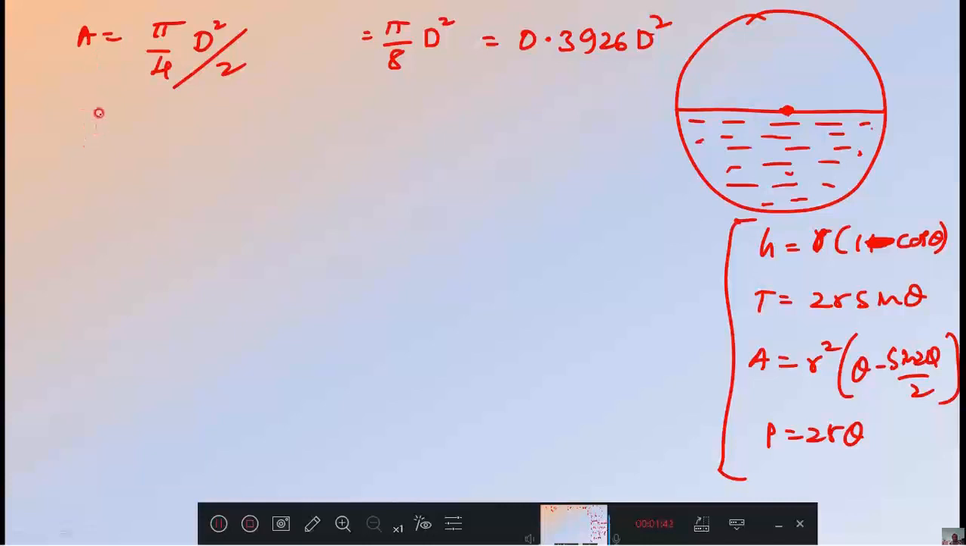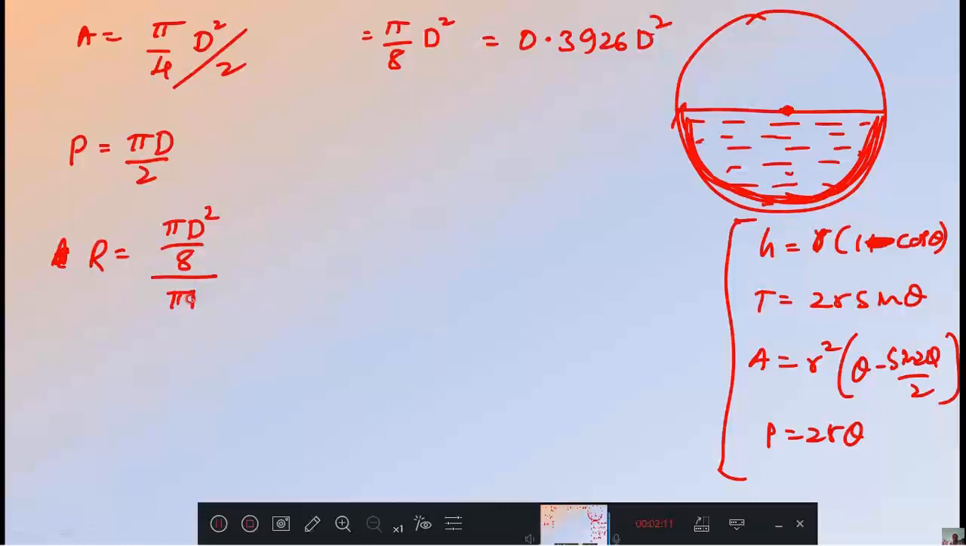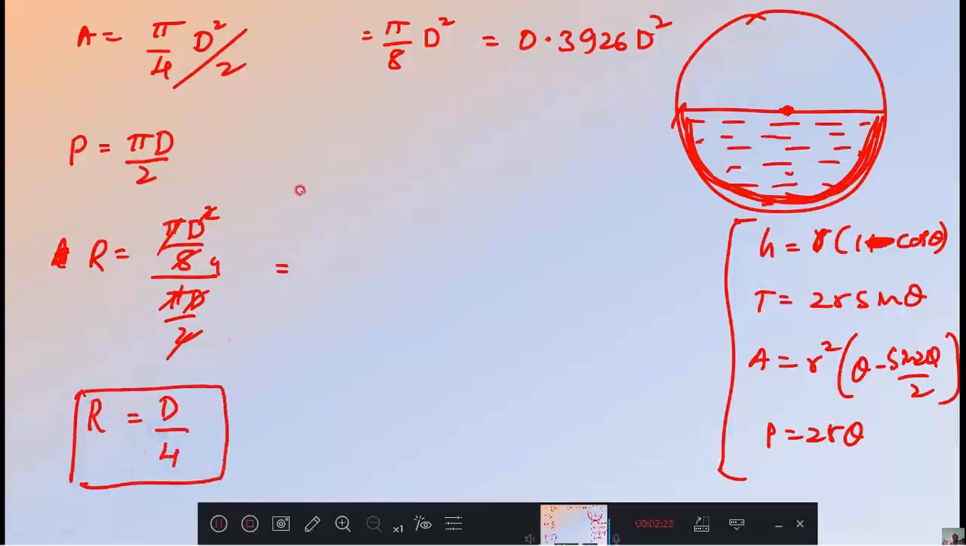Then what is the perimeter? Full perimeter is pi d, and full perimeter divided by 2 is my half perimeter, because only this much is the wetted perimeter, therefore it is pi d by 2. Then if I calculate hydraulic radius, area by perimeter, I get pi d square by 8 divided by pi d by 2. Pi cancels, one d is cancelled, 2 and 4, therefore hydraulic mean radius is equal to d by 4.